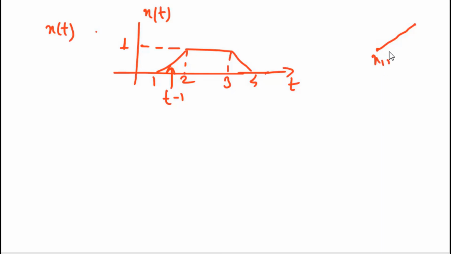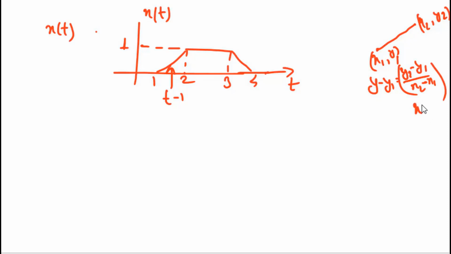If you have a line which has coordinates x1, y1 and x2, y2, then you can write this line equation as y minus y1 equals y2 minus y1 divided by x2 minus x1, which is the slope, times x minus x1. So from this line equation, I am writing these equations for this graph. From 2 to 3 it is constant with a value of 1, and from 3 to 4 it can be written as minus of t minus 4.